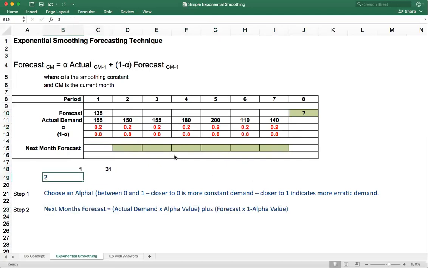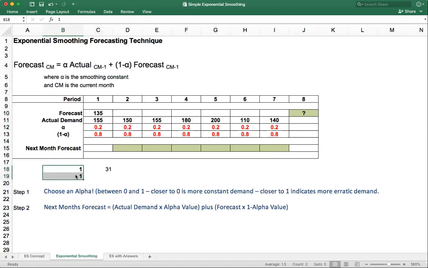And then the second part of the equation, step 2, is to then take the forecast for that same period and times it by the 1 minus our alpha value. Okay, so 108 and then 31. Now really, our forecast is actually the sum of those two numbers. So I'm going to write a quick little formula here that does just that. So I'm going to do the same thing down below. So I'm going to take our actual demand and times it by our alpha. And then I'm going to add our forecasted demand times 1 minus our alpha.